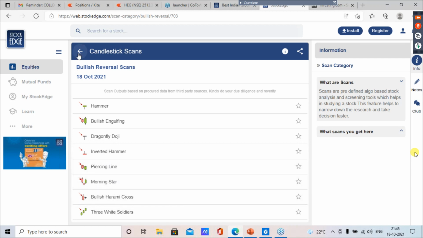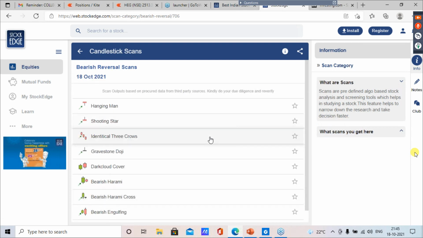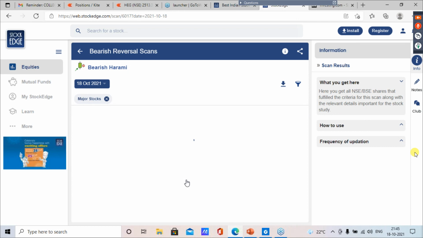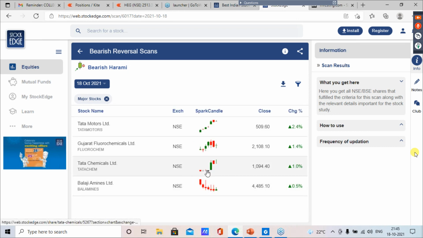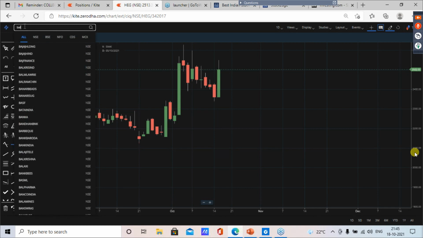So we'll see other candlestick scans. Bearish reversal. We'll check, do we have any examples for bearish Harami? Bearish Harami. We have Balaji Amines. We'll just check.